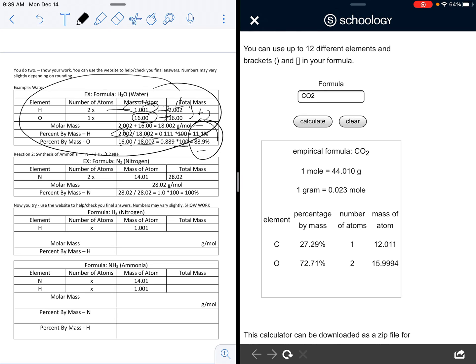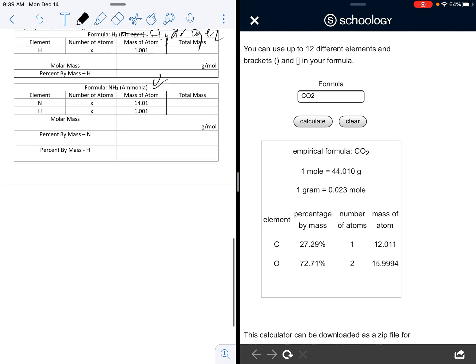So you're going to do the percent composition for hydrogen, this should say hydrogen, sorry, and ammonia. Okay, for those 2 compounds, you're going to do the molar mass, and then you're going to upload.